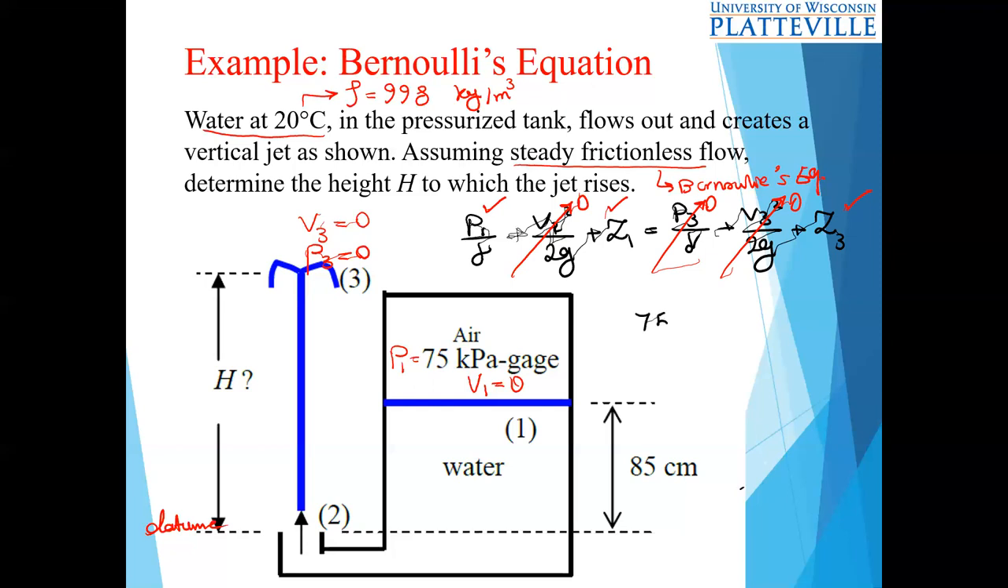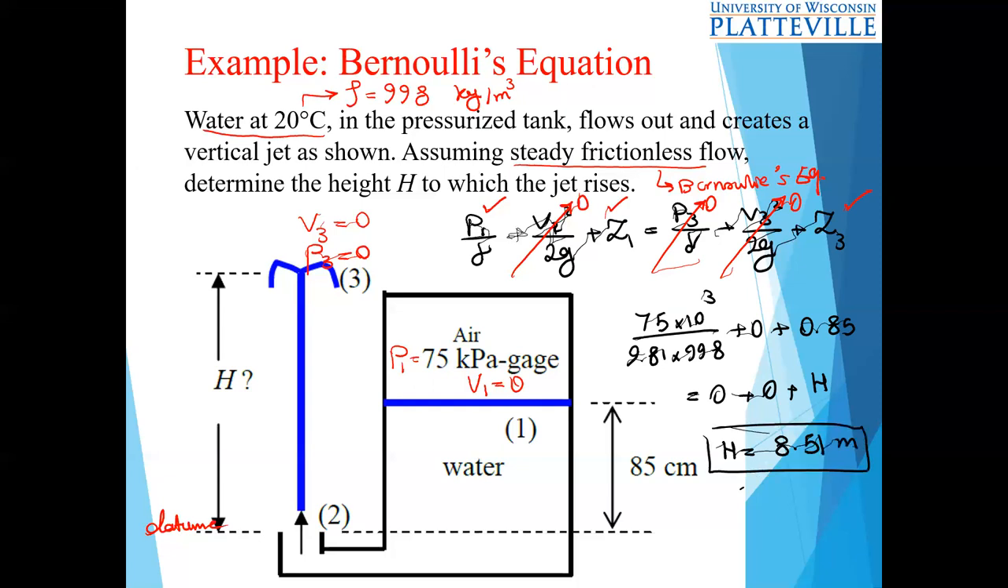write this equation. So pressure is 75 kilopascal, so it's 75 times 10 to the power of 3 over gamma, or rho g, which is 9.81 multiplied by the density, plus 0, plus 0.85 equals pressure is 0, velocity is 0, plus h. All right, I can solve for h, which is 8.51 meters. So the jet rises the water up to a height of 8.51 meters.